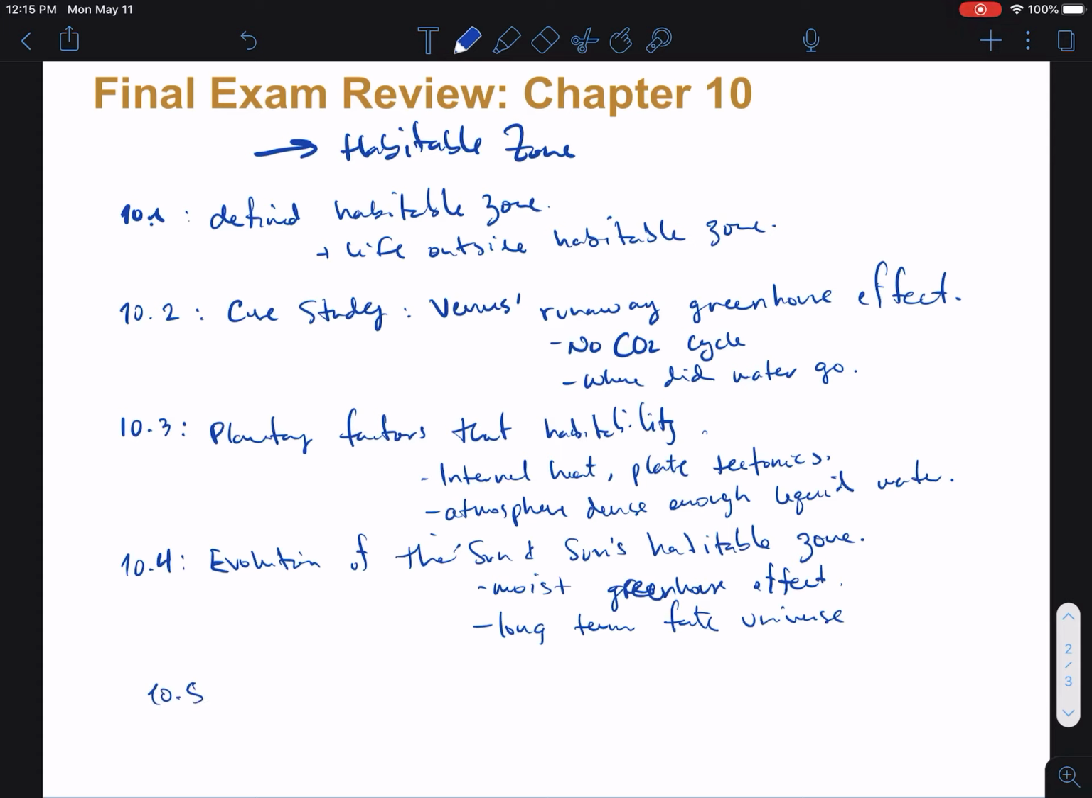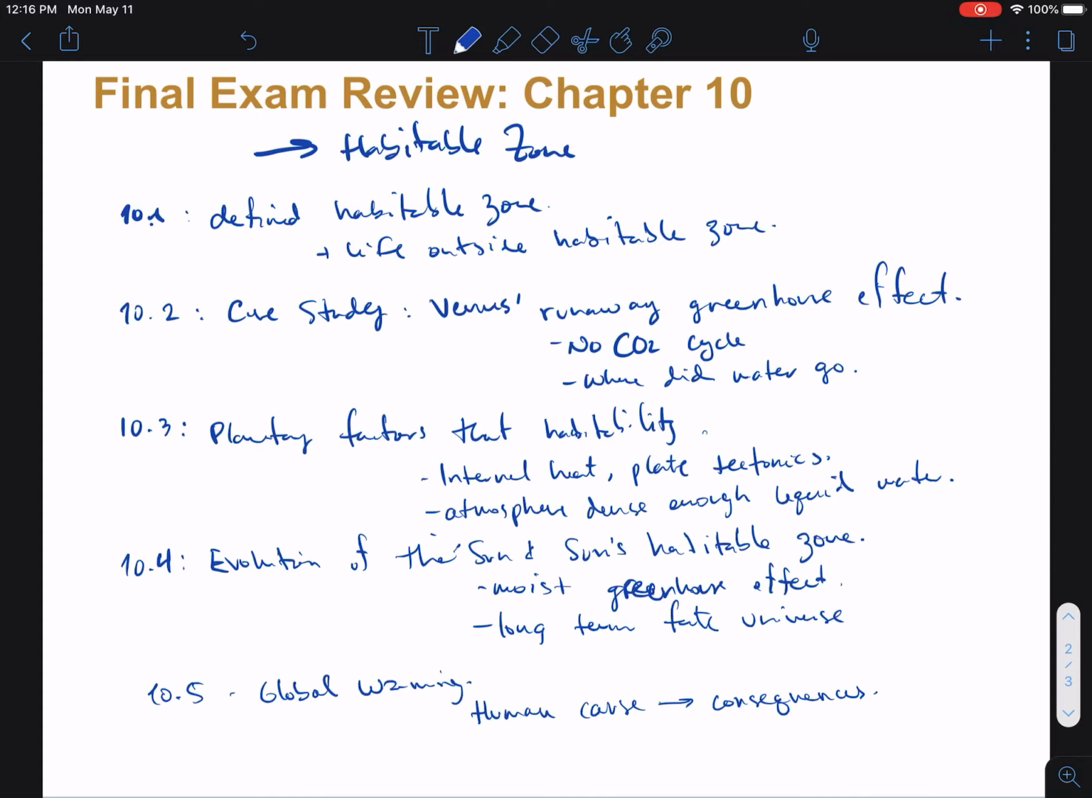10.5, that was all about global warming. Some things you could focus on there are the human cause. What's the evidence that it's human caused? And what are the consequences? Besides warming, there are other consequences: sea level rise, ocean acidification, more intense weather. All of those things. That's about it for chapter 10.